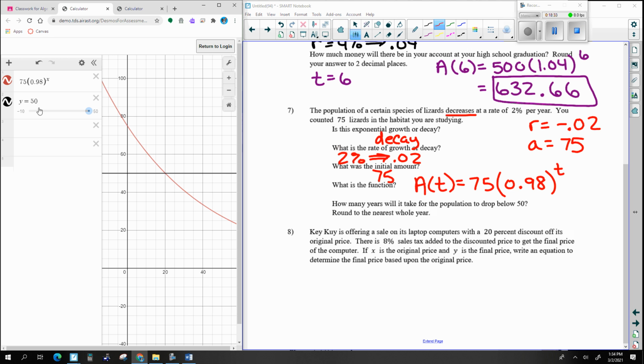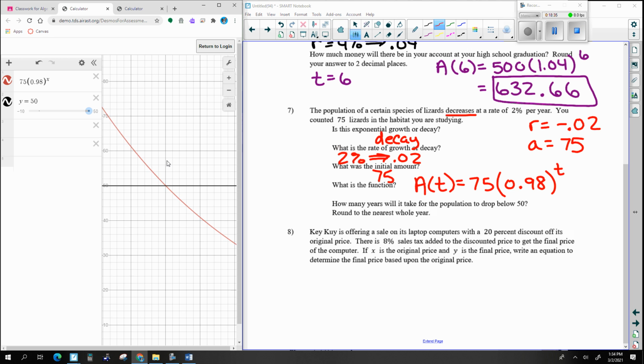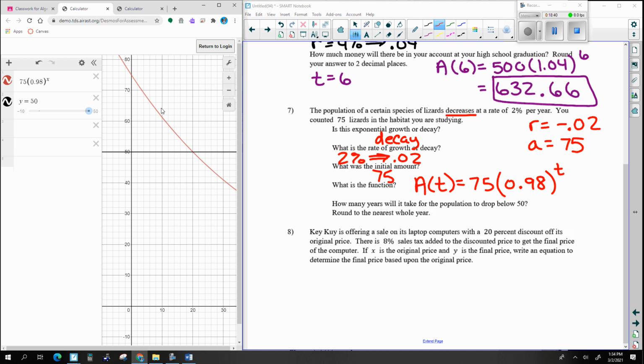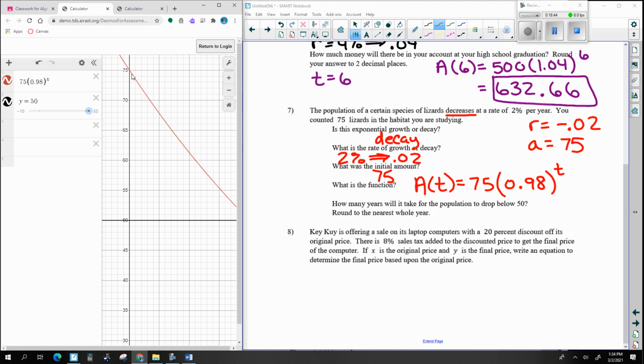I don't know why, but I had to say y is equal to 50 or something like that for that thing to graph. Okay, so here's our lizard population. It starts off at 75, and so that's right there, okay, 75. And then we truck on along.